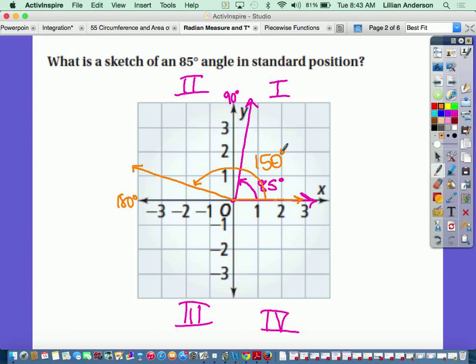Last one, what is negative 30 degrees? You go clockwise from your initial side, not standard position, but initial side. And it'll be in the fourth quadrant, negative 30 degrees.